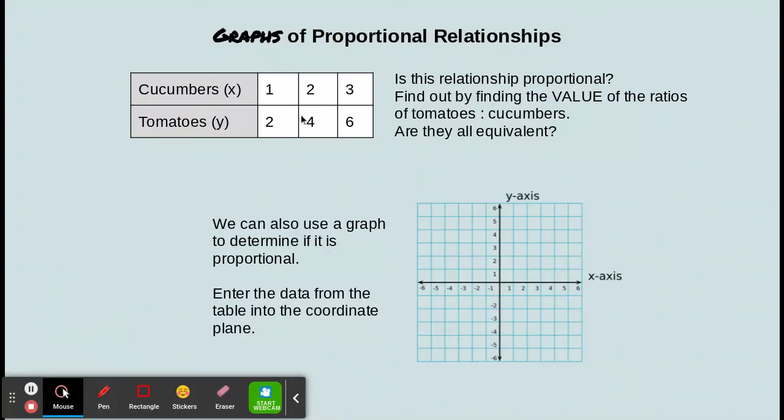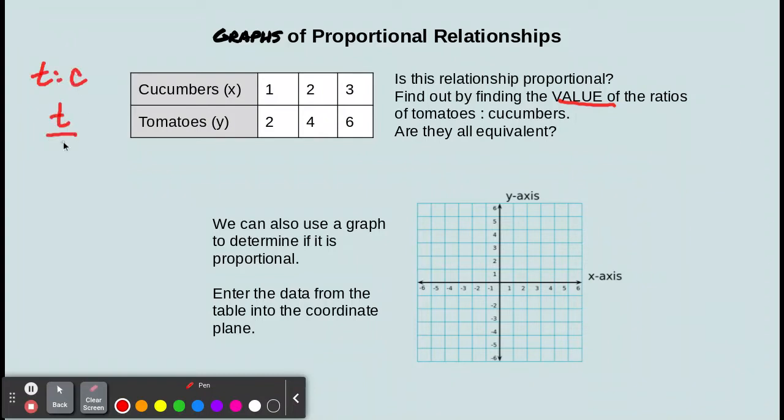Okay, we are given a ratio table and we want to see if the ratios form a proportional relationship. The way we remember to do that is to find the value of the ratios, right? To find the value of the ratios of tomatoes to cucumbers, remember from the last couple of sections, it was the first one over the second one. So tomatoes over cucumbers will give us the value of the ratio. So 2 over 1 is 2, 4 over 2 is also 2, and 6 over 3 is 2. All these ratios have the same value, 2, and so they are equivalent and they form a proportional relationship.